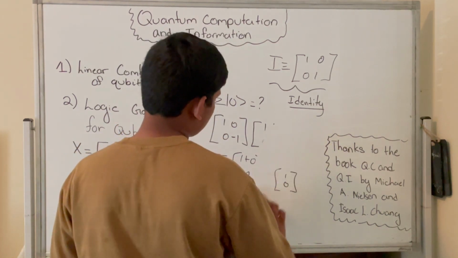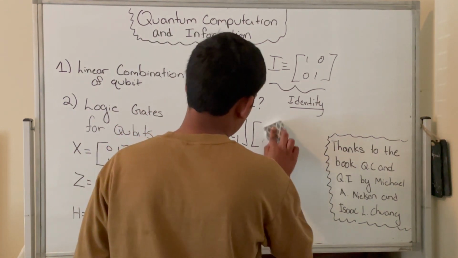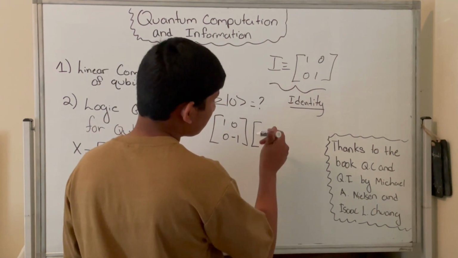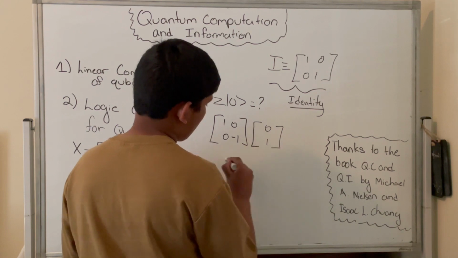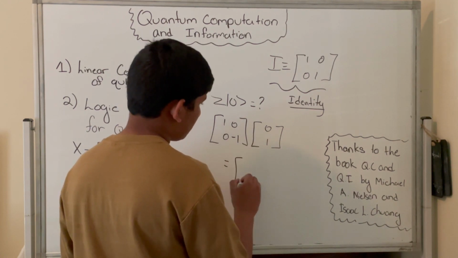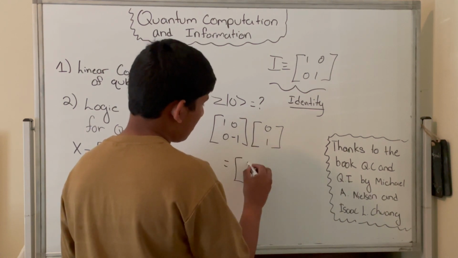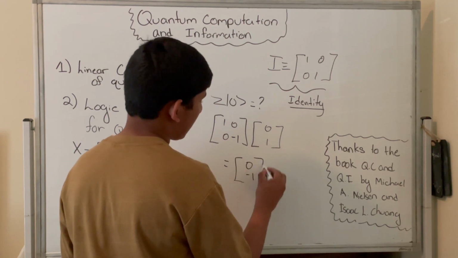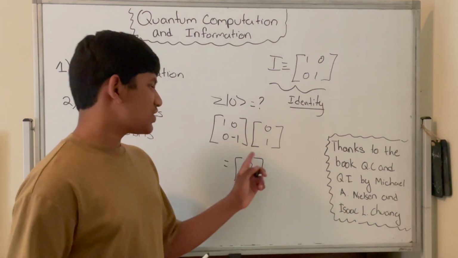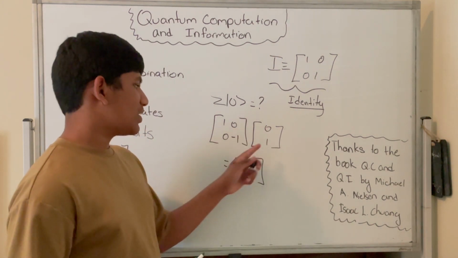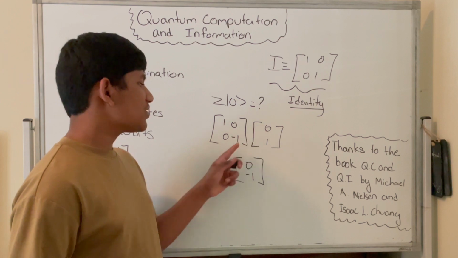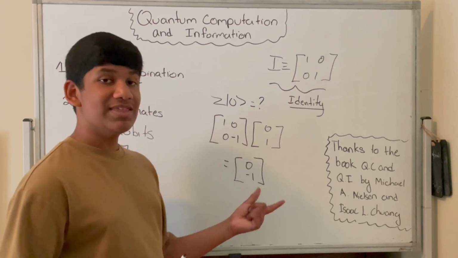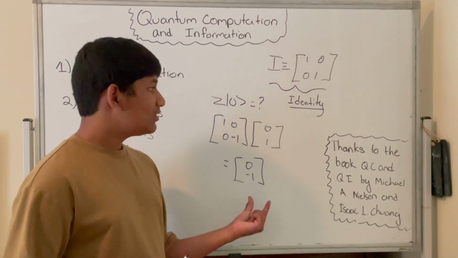Let's apply it to 0, 1 to see if we get 0, 1 as well. Well, we have 1 times 0 is 0. 0 times 1 is 0. 0 times 0 is 0. Negative 1 times 1 is negative 1. Aha, we have a difference. 1 times 0 is 0, 0 times 1 is 0, 0 times 0 is 0, and negative 1 times 1 is negative 1. So as you can see, we have this, and this is obviously different from this.